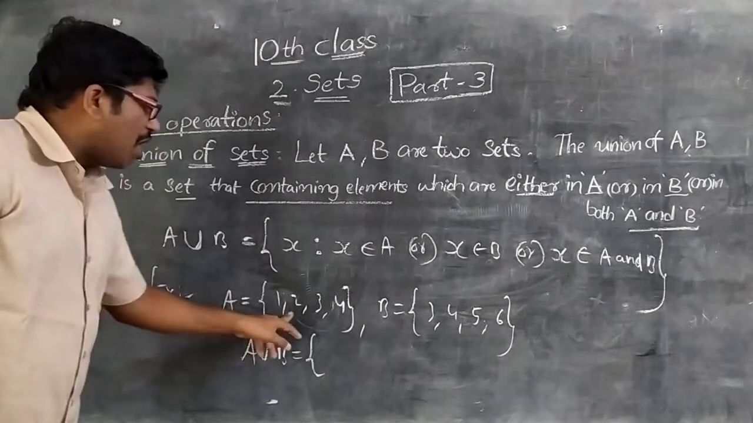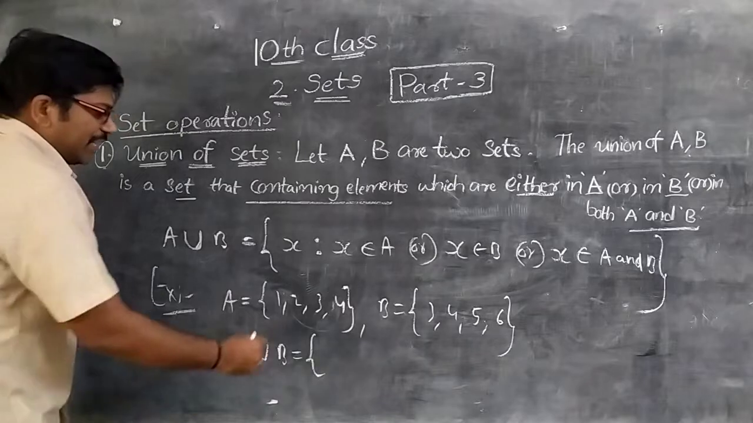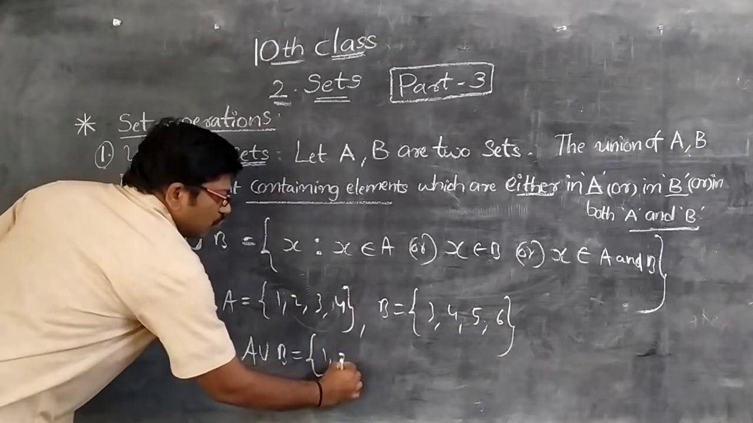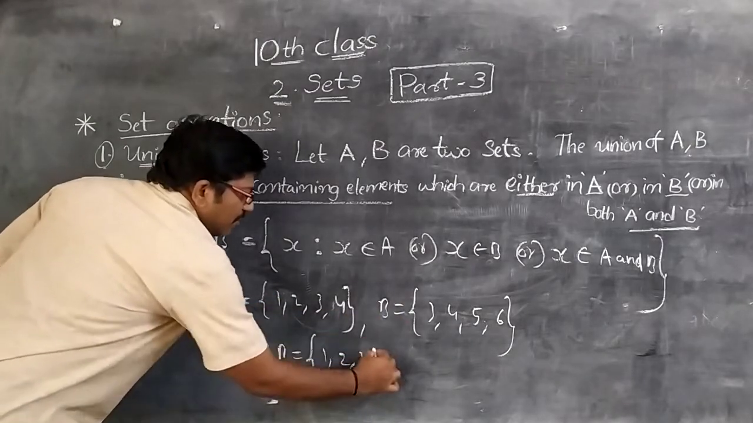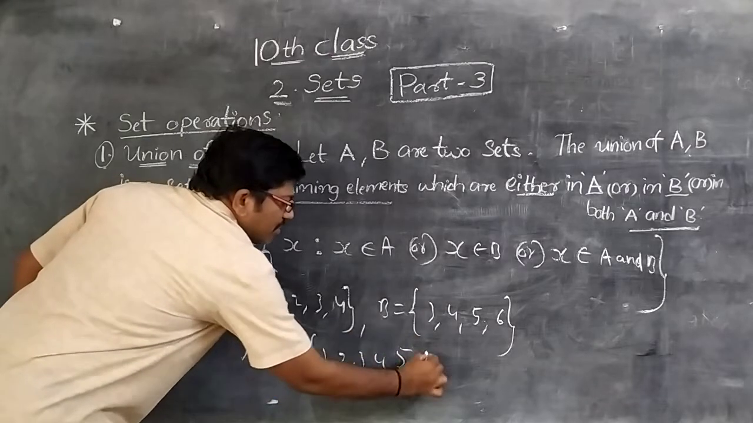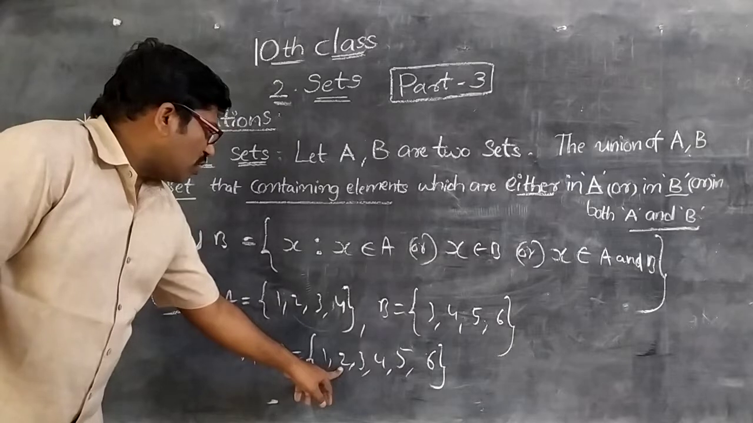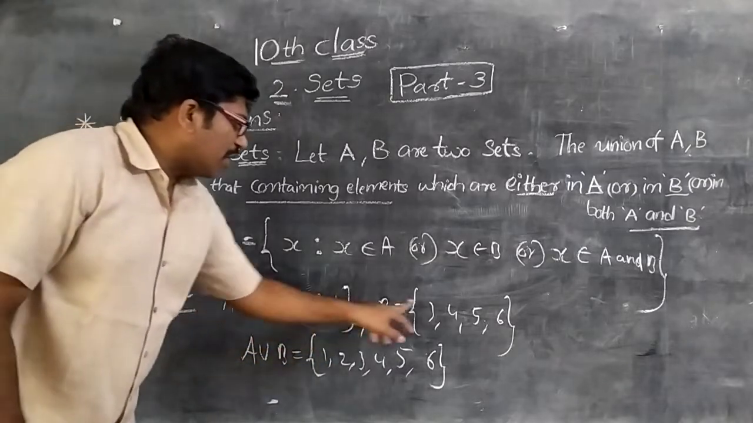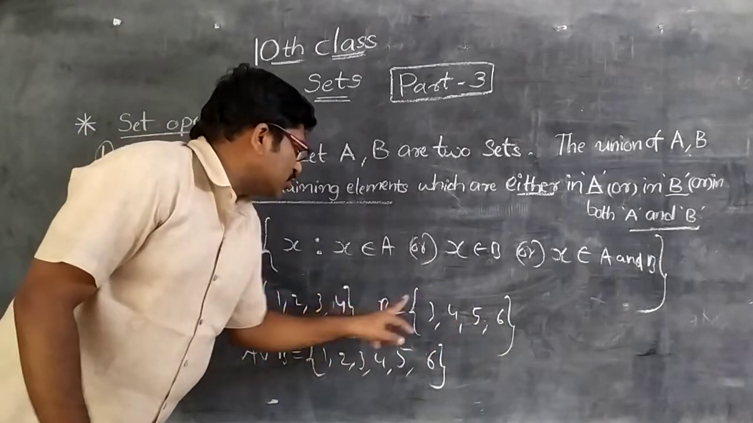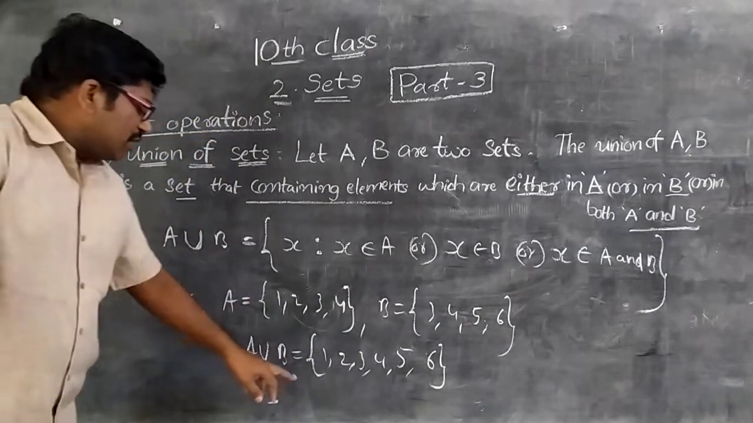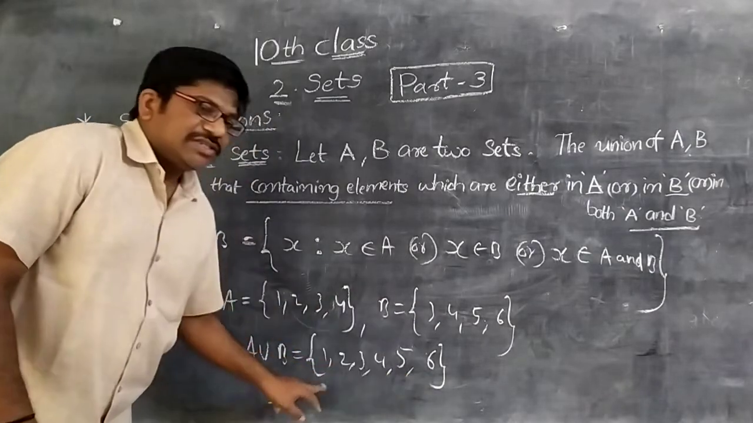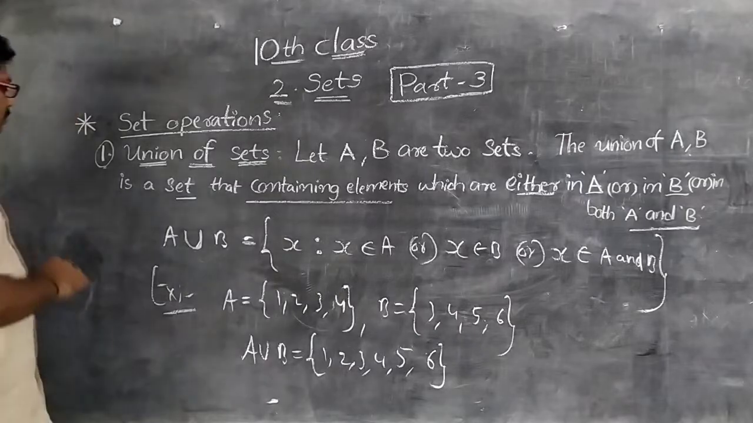That means we have to write all elements. Okay, yes. 1, 2, 3, 4, 5, 6. Okay. So 1, 2 belong to A and 3, 4 also belong to B and 5, 6 also belong to B. Okay. Here we should write all the elements a single time only.